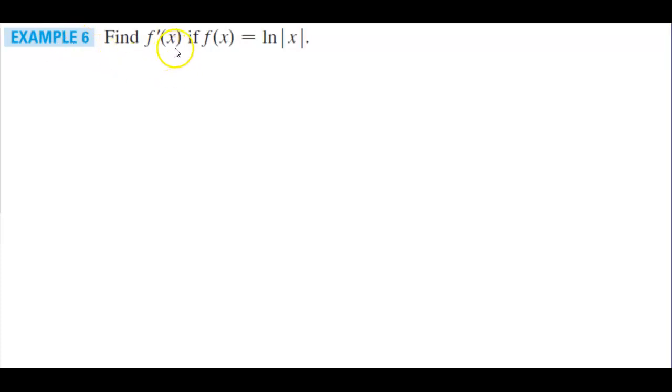Example 6, we want to find f prime of x if f of x is equal to the natural log of the absolute value of x. So first let's look at the definition of f of x. Well, f of x, which is equal to the natural log of the absolute value of x, is equal to the following. Since it's the absolute value of x, that means that we have the natural log of x if x is greater than 0, and it is the natural log of negative x if x is less than 0.